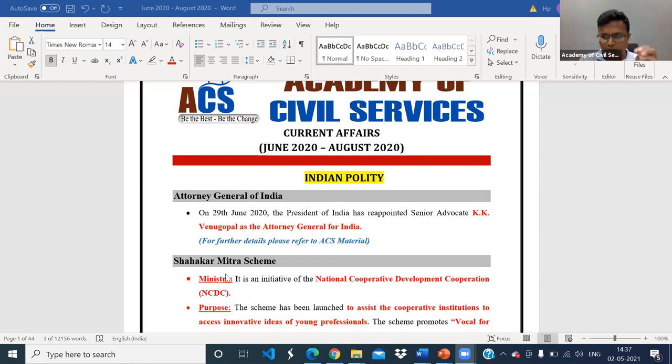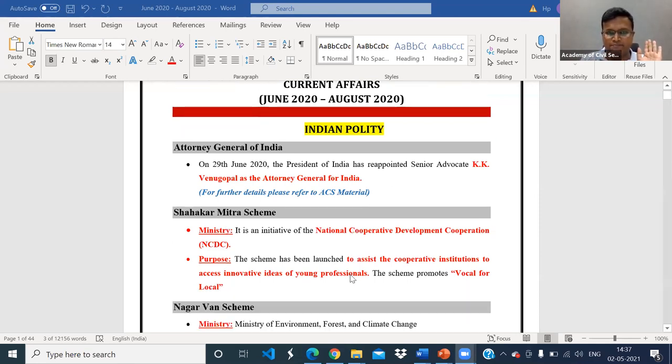You take care of the special powers of the Attorney General. The Attorney General has the power to attend any session of Parliament and can speak in the session of Parliament, but cannot vote in the session of Parliament, etc. You will be remembering this; you can refer to that from the ACS material.